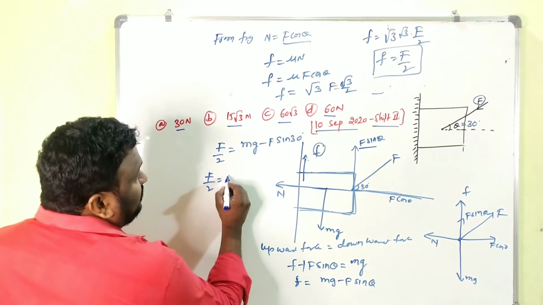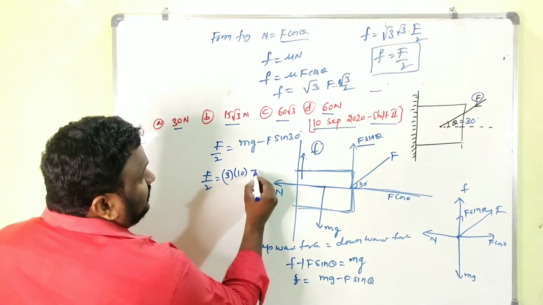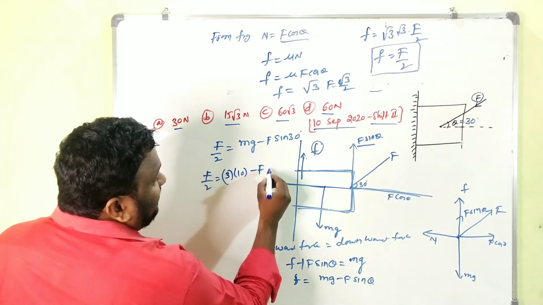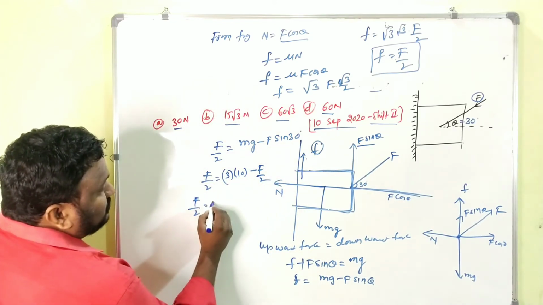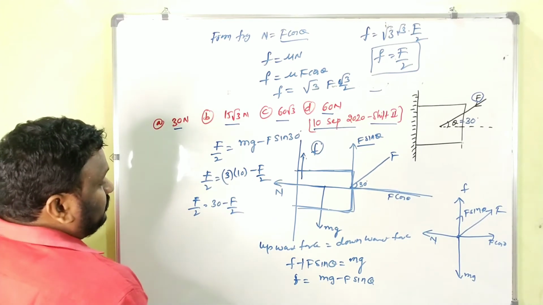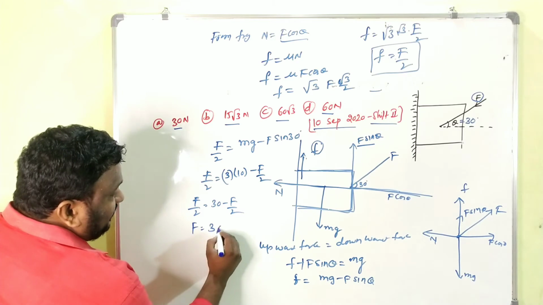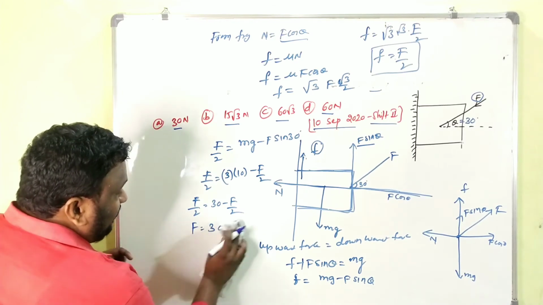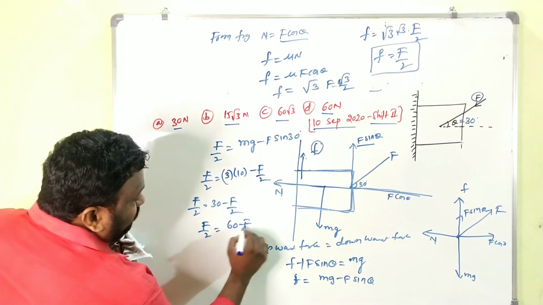He was given mass how much? 3 kgs, so 3 into 10 minus F into sin 30. Sin 30 value is what? 1 by 2, then F by 2. So then F by 2 is equal to 30 minus F by 2. Clear? Then what do you get? F by 2 is equal to 60 minus F by 2.